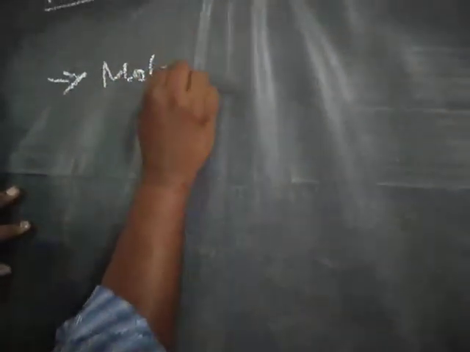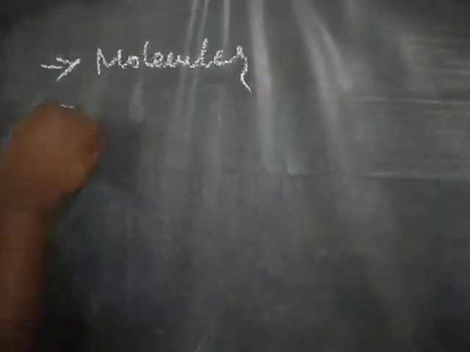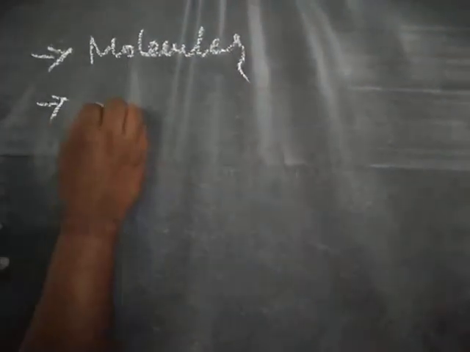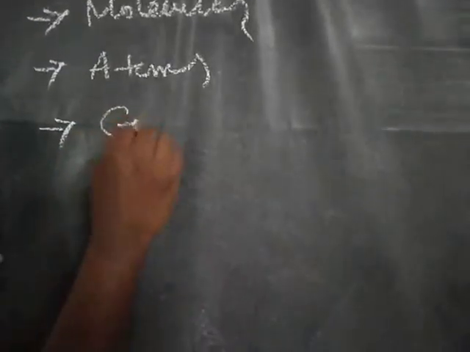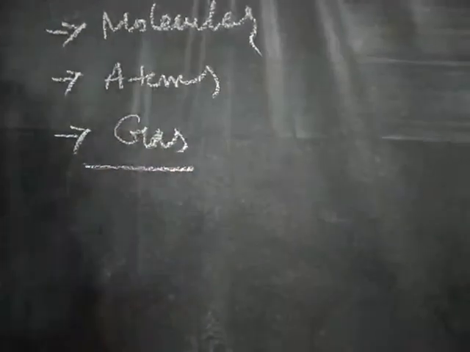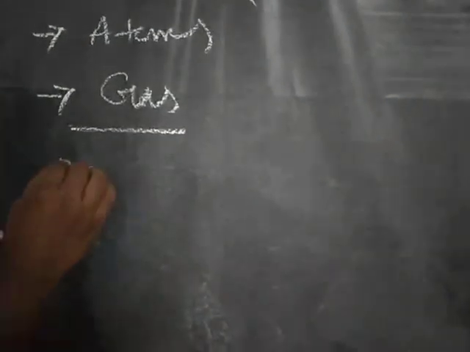Okay, the number of moles of a substance can be calculated by various means depending on the data available, as follows. First one, number of moles of molecules. Already we know the definitions about molecules. Next one, number of moles of atoms. Next one, number of moles of gas. Next one, number of moles of ions. So these are the ones involved in the mole concept.